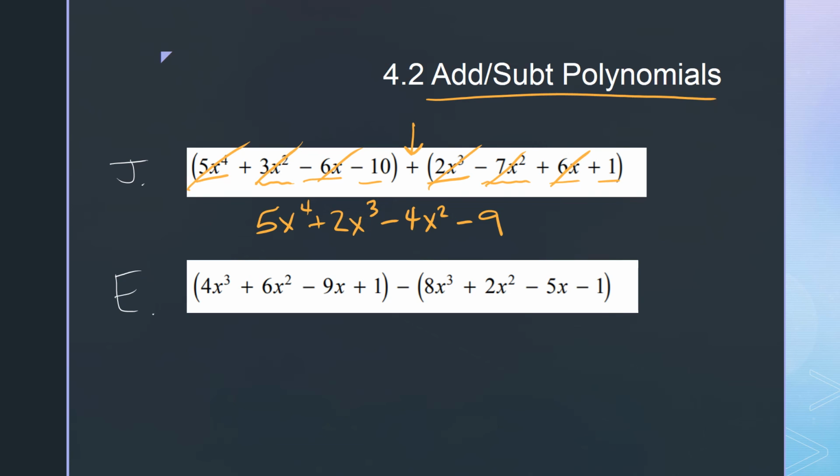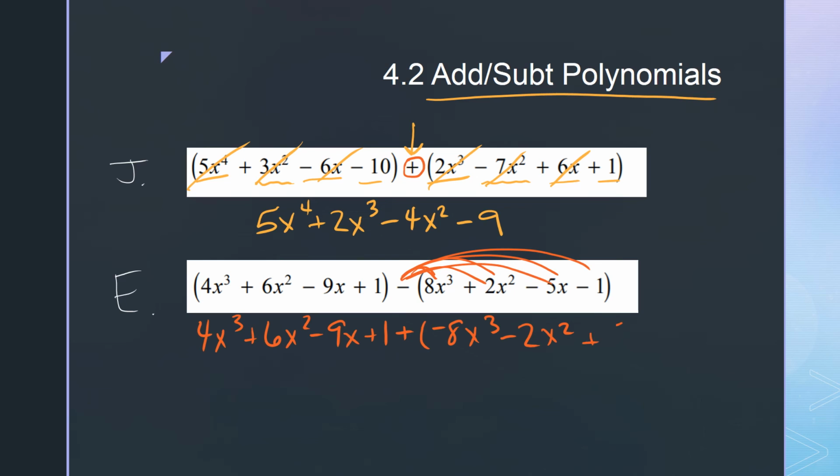Now subtraction works the same way, except we're so used to addition here in the middle that subtraction can really screw us up. So what I ask all my students to do with subtraction, just to minimize the error, is to distribute this negative and make it an addition problem. So you can do it either way. You can make it like plus and then negative 8x cubed minus 2x squared plus 5x plus 1.